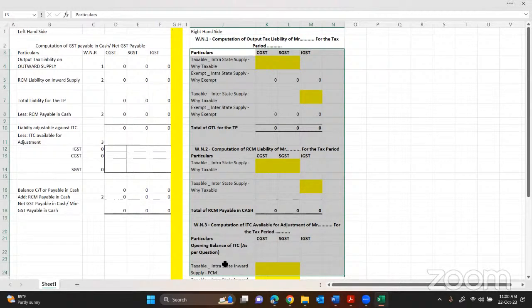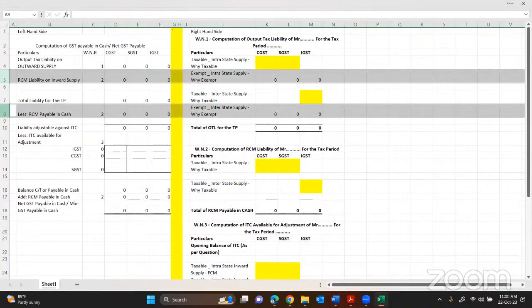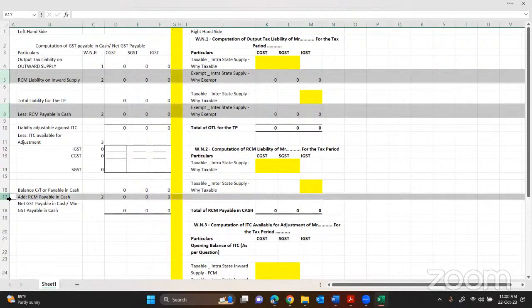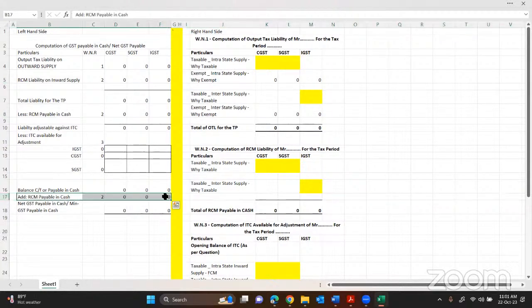The first 2 problems will take more time for you to solve. From the third and fourth problems onwards, it will be a cakewalk for you, because only visualization was a problem. You will never anticipate this RCM liability and reduction of liability. See, I am adding it in the liability and I am nullifying it. Finally, I am adding it again. So I am adding in 2 places and reducing in one place, meaning I am adding it only once, which is basically payable in cash. Are you with me, my dear?